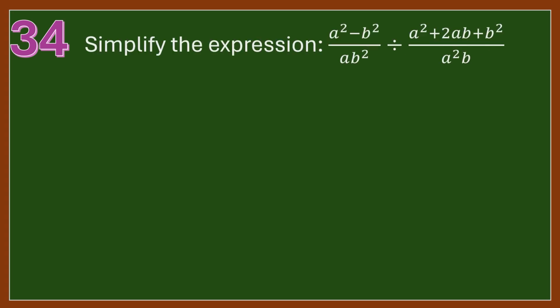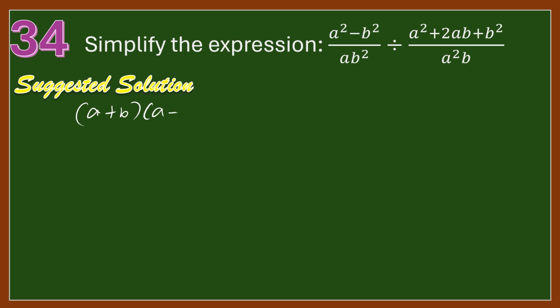Number 34. Simplify the expression a squared minus b squared over ab squared divided by a squared plus 2ab plus b squared all over a squared b. Here is our solution. A squared minus b squared is the difference of two squares. Hence, it will have the factor a plus b times a minus b. And this is over ab squared.